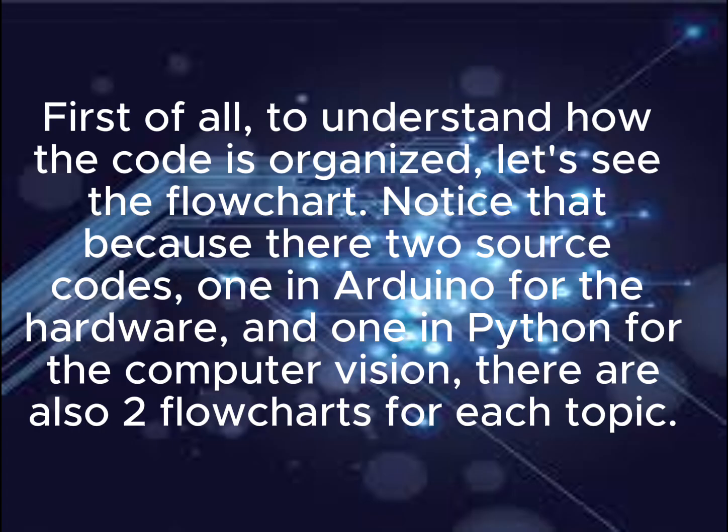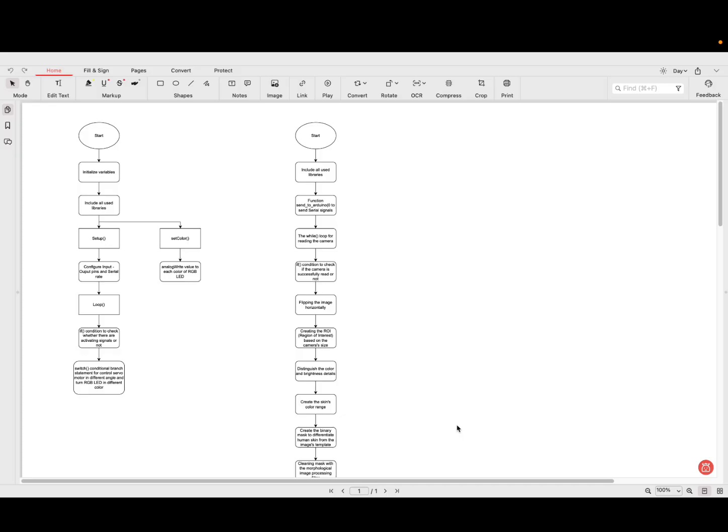First of all, to understand how the code is organized, let's see the flowchart. Notice that because there are two source codes, one in Arduino for the hardware and one in Python for the computer vision, there are also two flowcharts, one for each topic. We're going to start by taking a look at the flowchart, which is where I organize the coding.